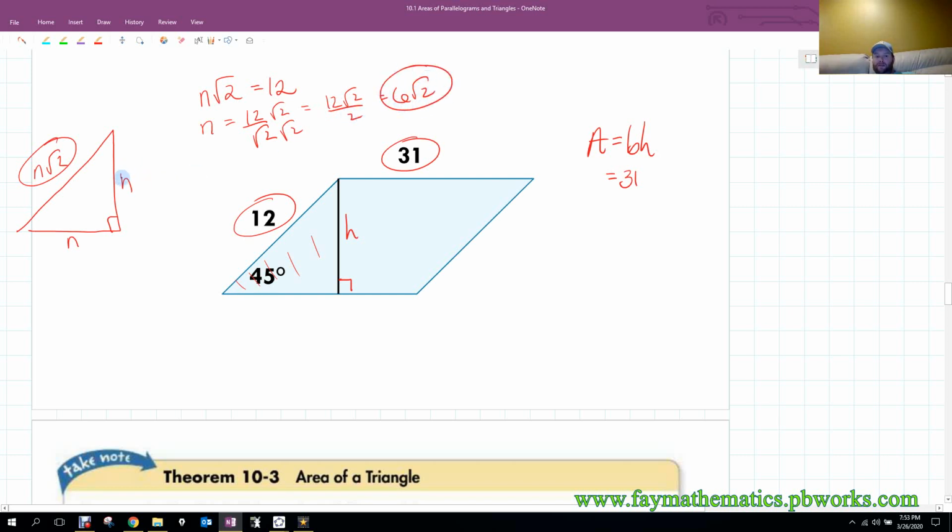And that then becomes this n right there, which if we lay this triangle on top of this one, it's the same as that. So my h is 6 root 2. And now when I multiply base times height, you have 31 of these things. So 31 times 6 is 186, and then radical 2. And there's my area. And again, it would be units squared, whatever, inches, centimeters, meters, miles, kilometers, whatever.